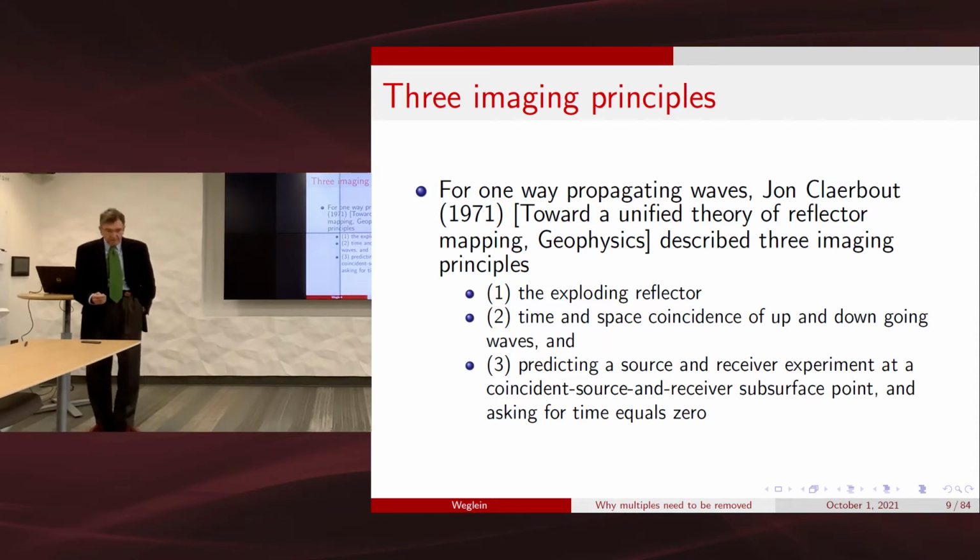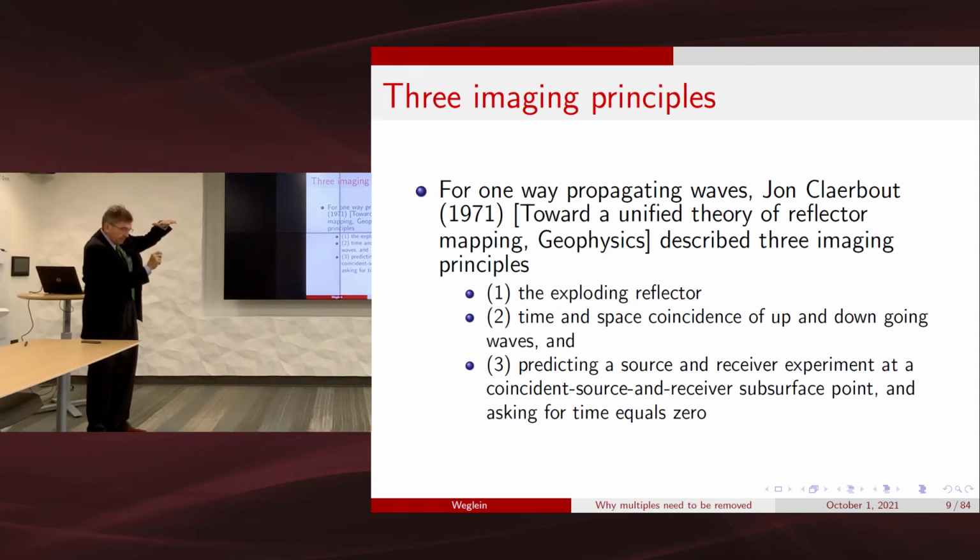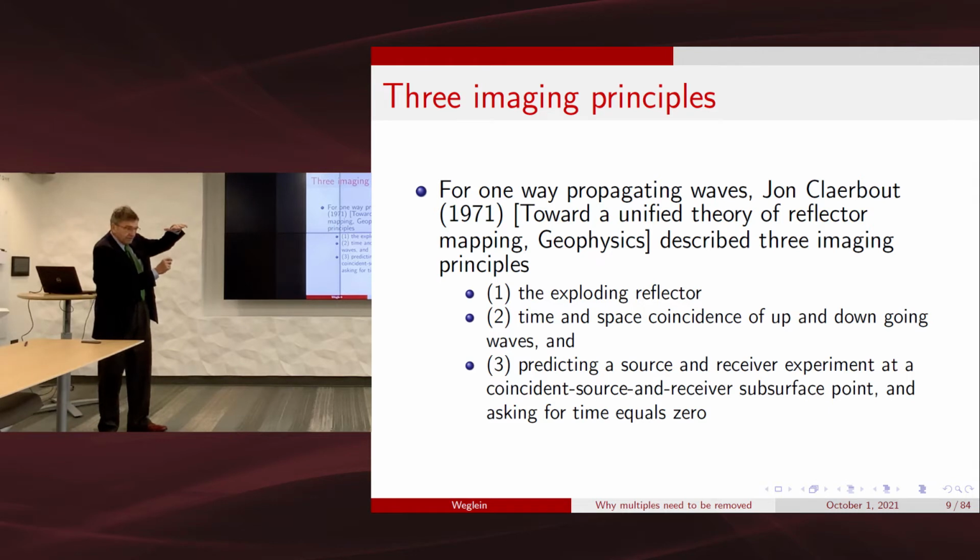Imaging condition 3 is very different. It says, from your actual sources and receivers on the Earth's surface, can you predict, given a velocity model down to some depth, what a source and receiver experiment would do in the subsurface? In other words, from actual sources and receivers, predict what a source and receiver would record if the source was in the Earth and the receiver was in the Earth and they were coincident, and then ask for t equals 0.